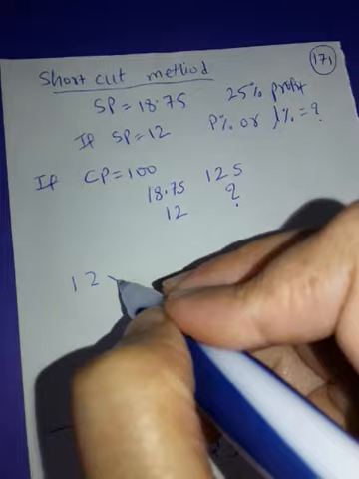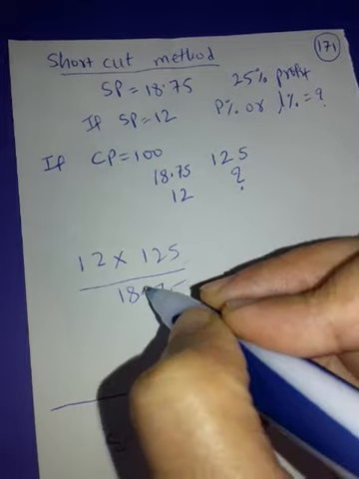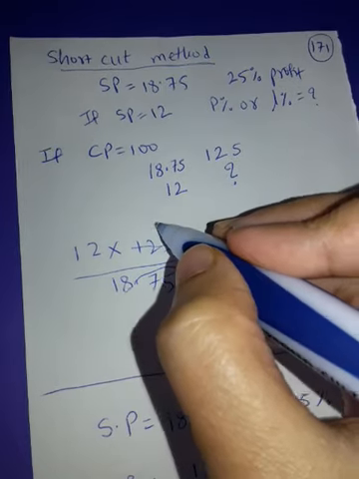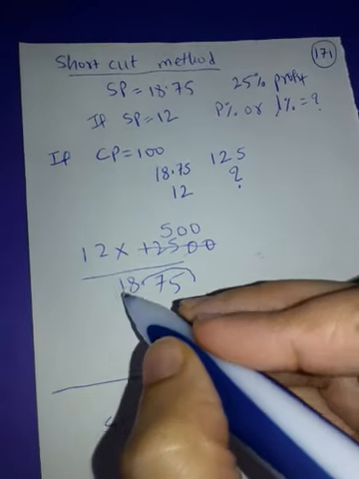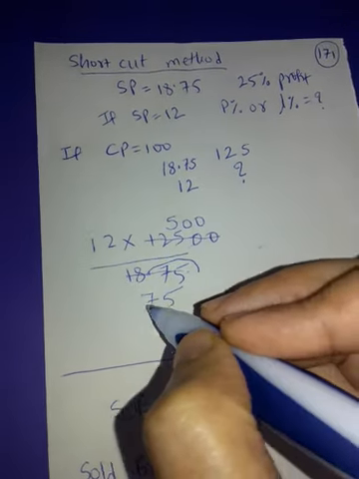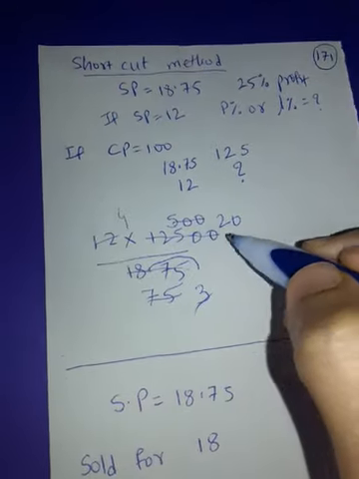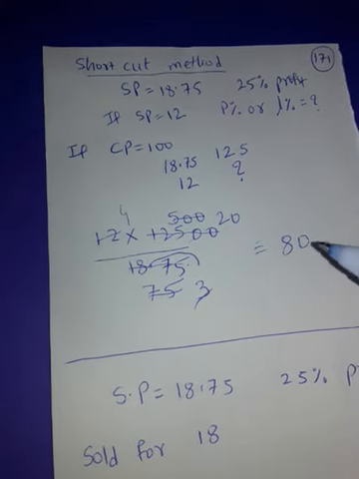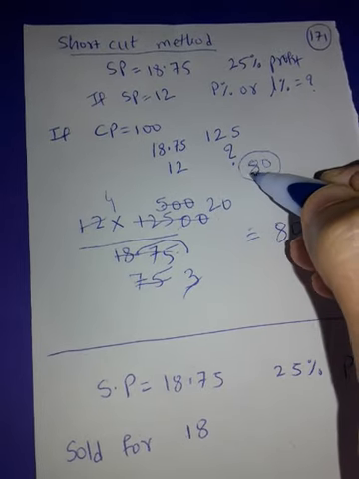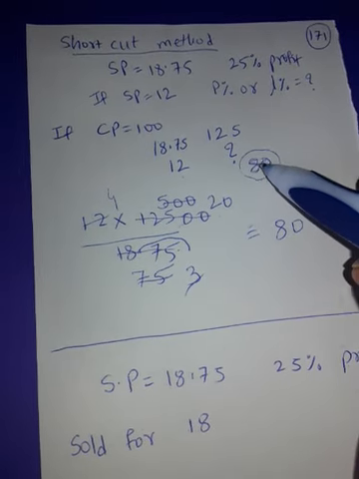Cross multiplication. Both are divisible by 25. Twenty-five threes are 75, 25 twos are 50... so this is 80. This selling price is equivalent to 80. So SP 12 is equivalent to SP 80.